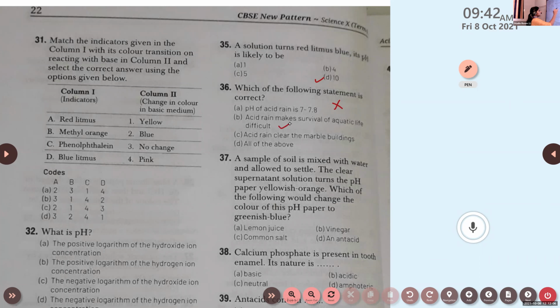Acid rain makes survival of aquatic life difficult. That's correct, right? Because when this acid rain reaches the water sources, it will affect the aquatic organisms, not only animals but also plants. Both are affected by acid rain. So option B is correct. Then what about C? Acid rain spoils the marble buildings, so this is also a wrong statement. So the correct one is option B. You have to read the question 2 or 3 times, and after that you can decide which one is correct.